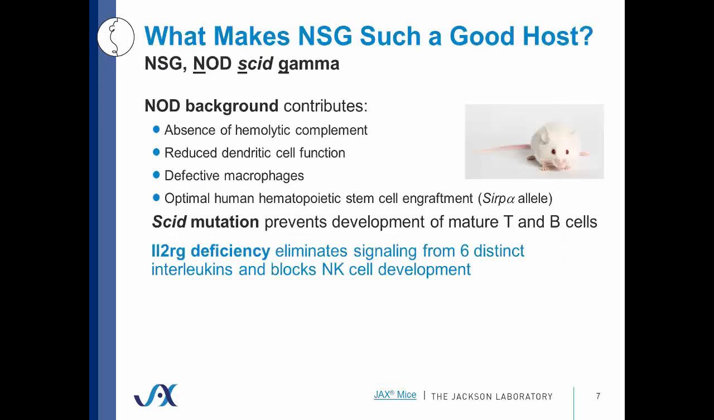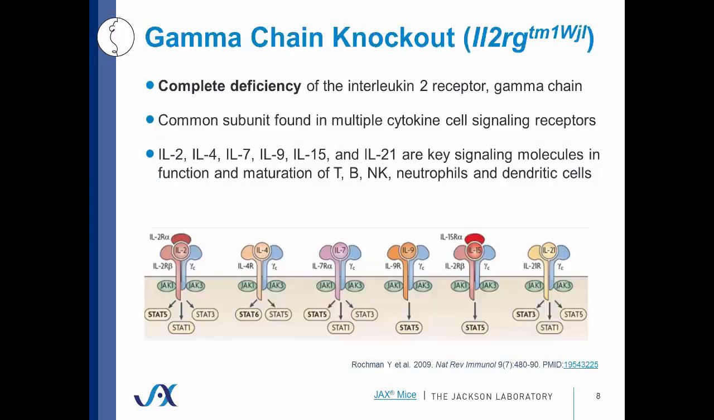Okay, so the next mutation that is in the NOD-SCID gamma mouse is, of course, the IL-2 receptor gamma chain deficiency. And this eliminates signaling from 6 distinct interleukins and, very importantly, blocks NK cell development in these mice. So if you look at the diagram at the bottom, you'll see in blue that these receptors are multi-subunit receptors, and there's what's called the common gamma chain shown in blue.